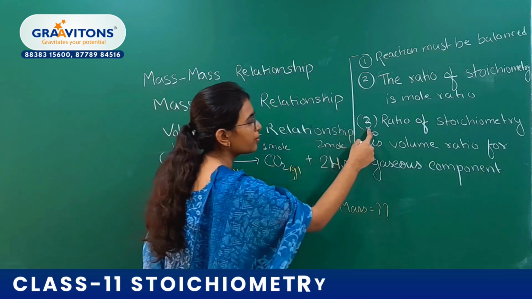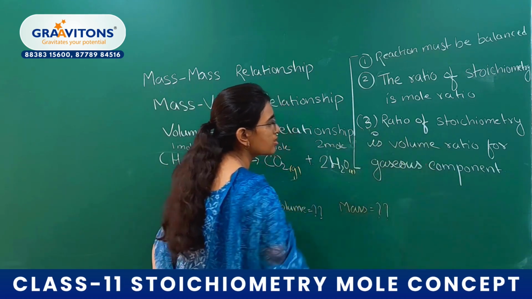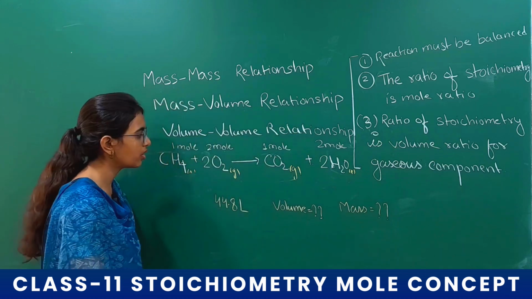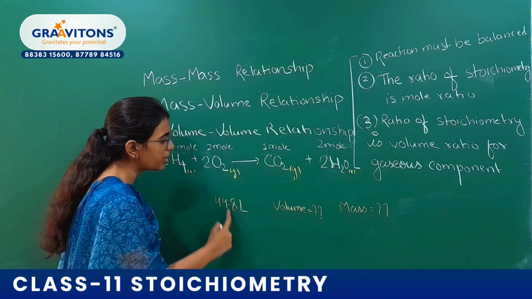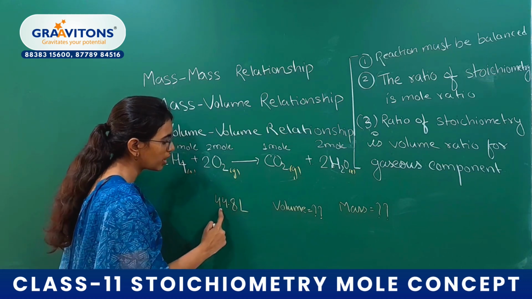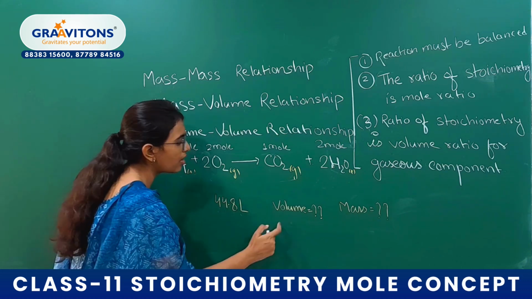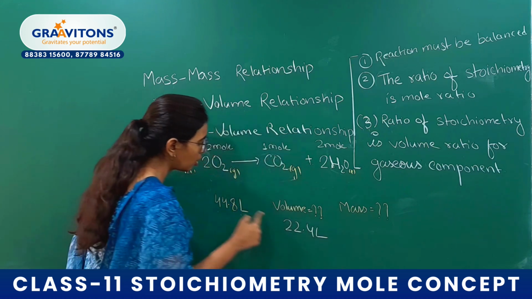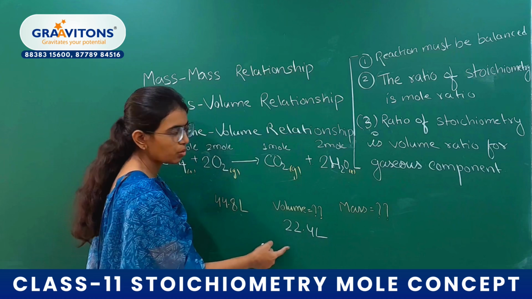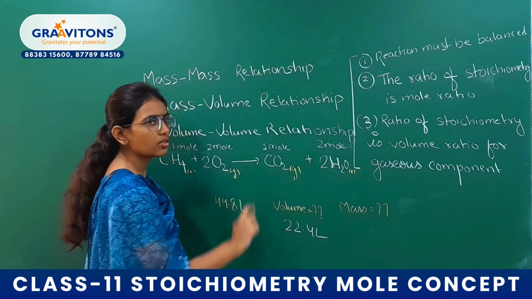So what is the third key point? The ratio of stoichiometry is the volume ratio of the gaseous components. What is the stoichiometry ratio? 2:1. So the volume ratio must be 2:1. If it is 44.8 liters, it should be half of that, which is 22.4 liters. Now we can see that the volume ratio is 2:1 because the stoichiometry is 2:1.